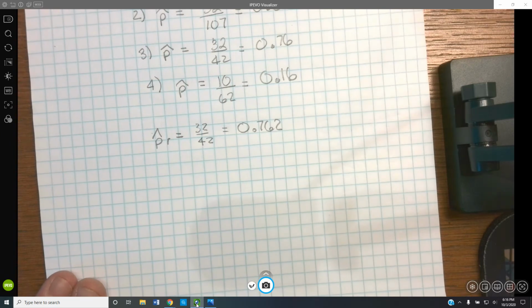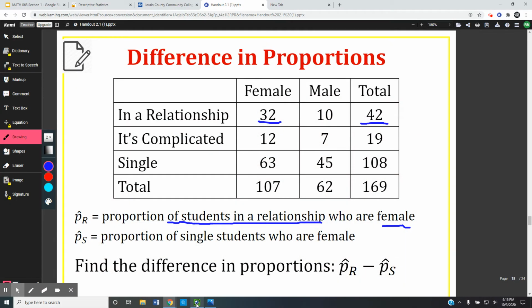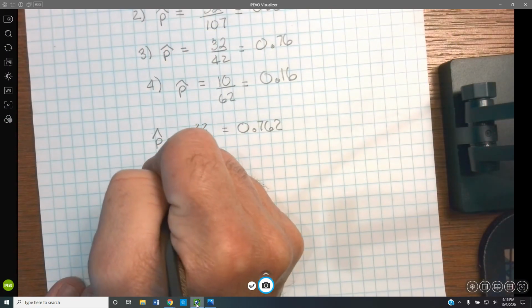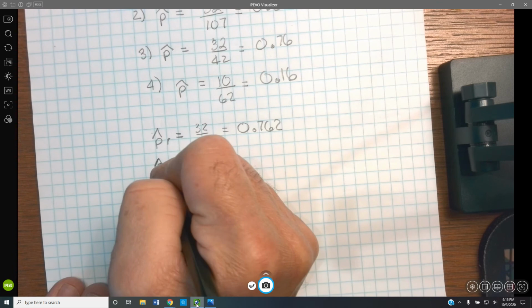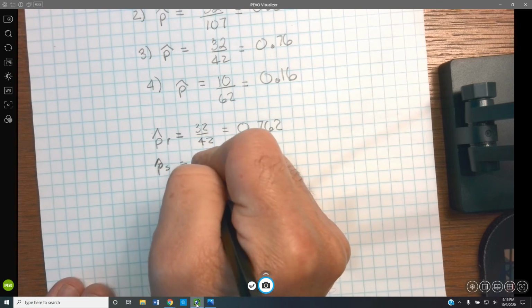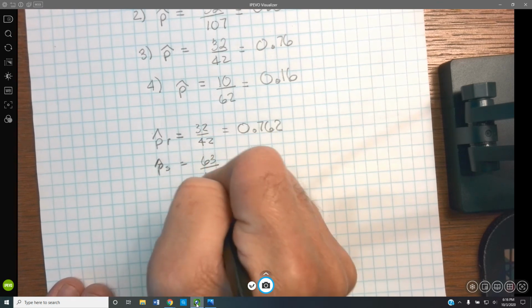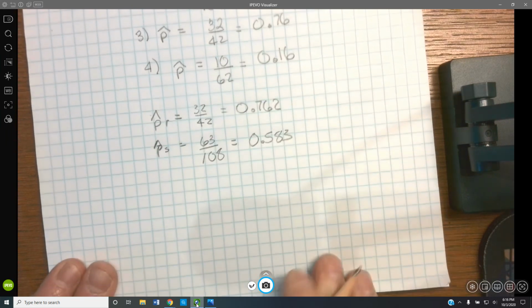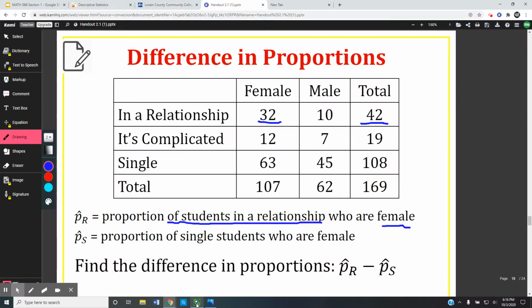My second calculation is the proportion of single students. Okay, so I go to single students, that's 108, who are female, and that's going to be 63. So my p-hat value of S is 63 out of 108 for 0.583. What they want me to calculate is right here.